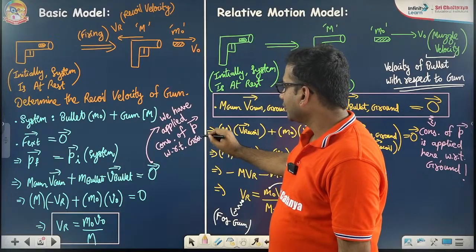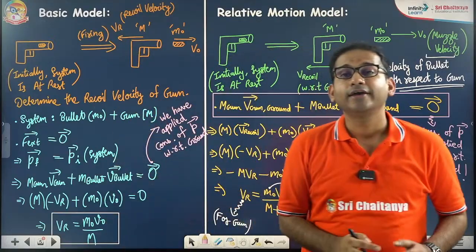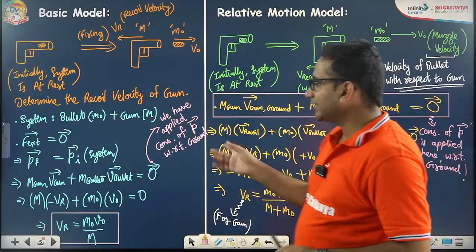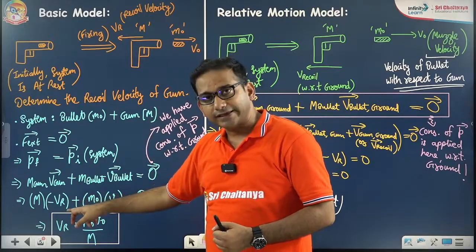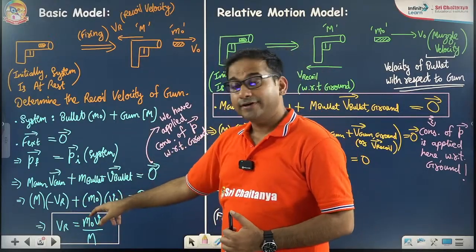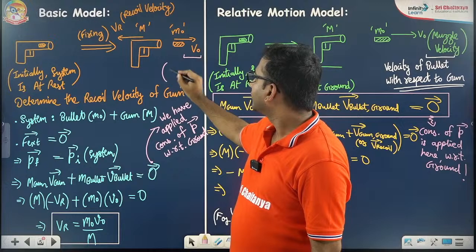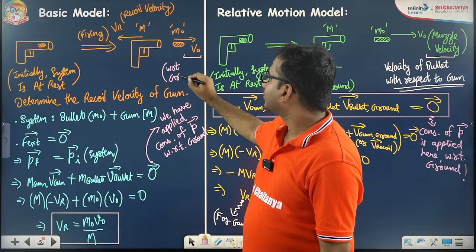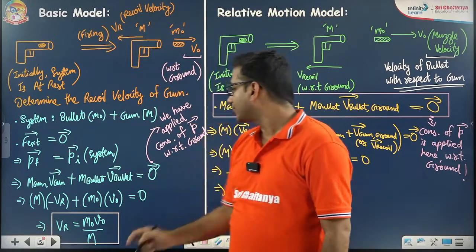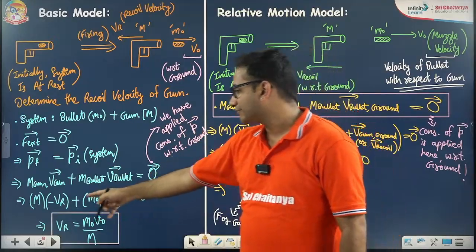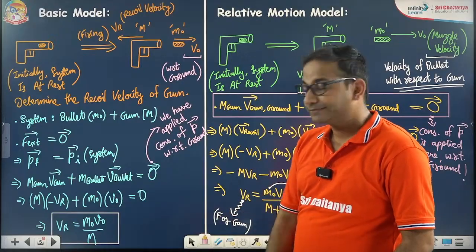With respect to ground means all the velocities were given with respect to ground and the asked velocity, the recoil velocity, is also required with respect to ground. So you have just written it this way. The mass of the gun is capital M. The gun's recoil velocity is towards the left, so I have taken it as minus VR, plus the mass of the bullet M0 times the bullet's velocity V0, equal to 0. This velocity V0 is with respect to ground. So the given velocity is with respect to ground, the asked recoil velocity VR is also with respect to ground, and hence the principle of conservation of linear momentum is also applied with respect to ground. That's the scenario. Understood?